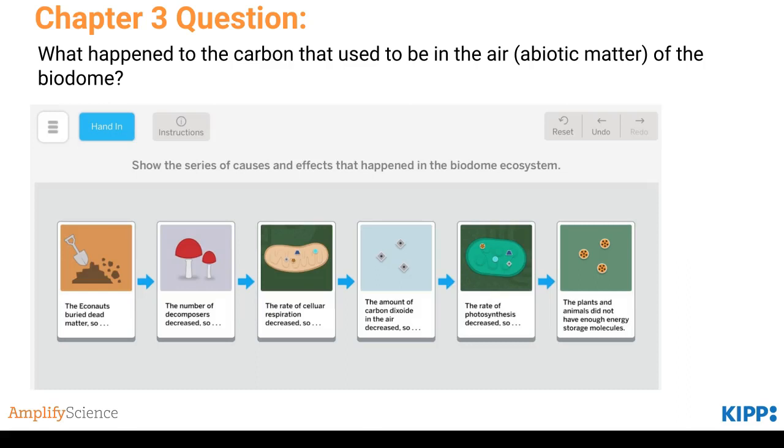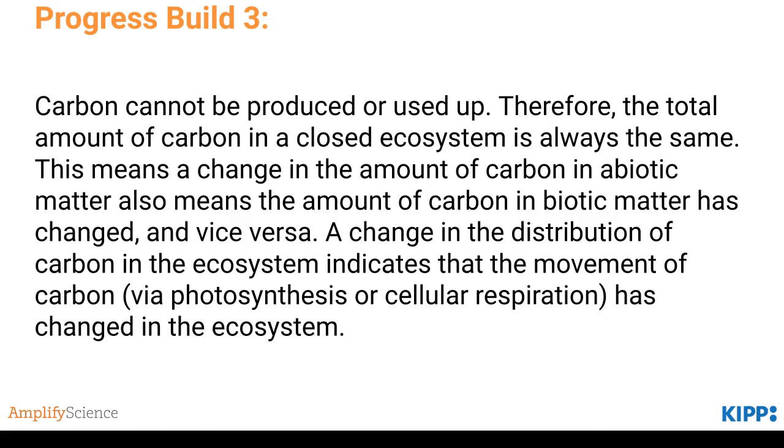Students finish off Chapter 3 by completing a cause and effect card sort with a partner, explaining how one thing leads to another in the biodome. Students then create a model of the biodome ecosystem that shows how carbon moves from one part of the ecosystem to another. This leads us to our Progress Build 3, which states carbon cannot be produced or used up.